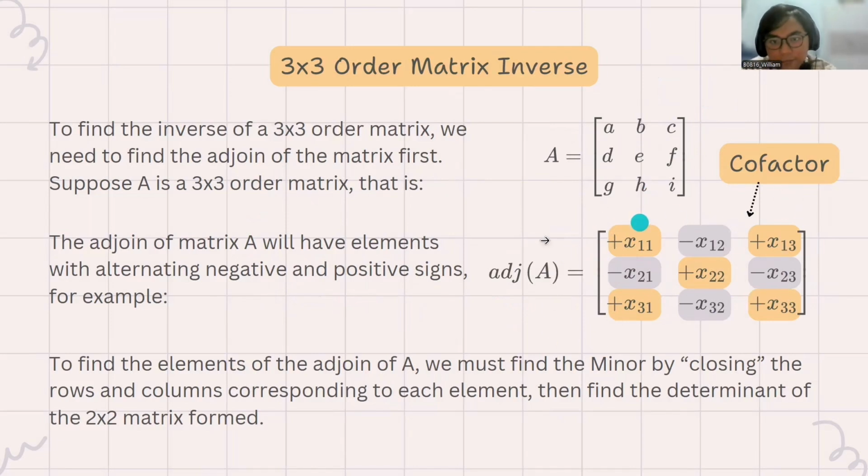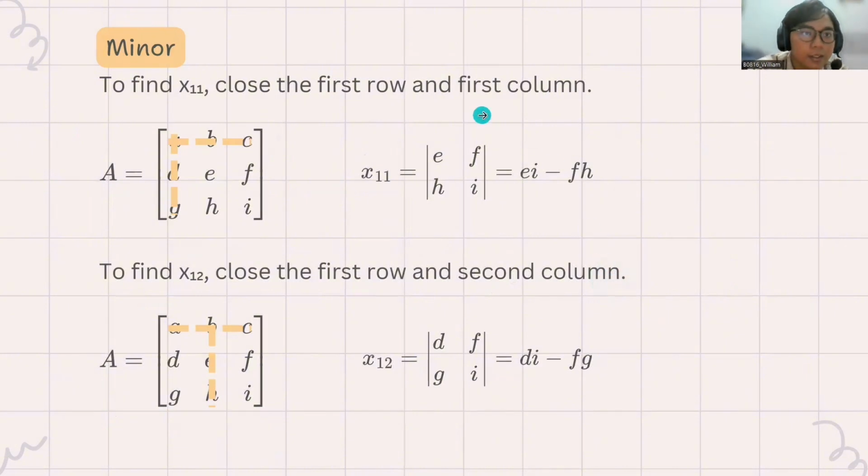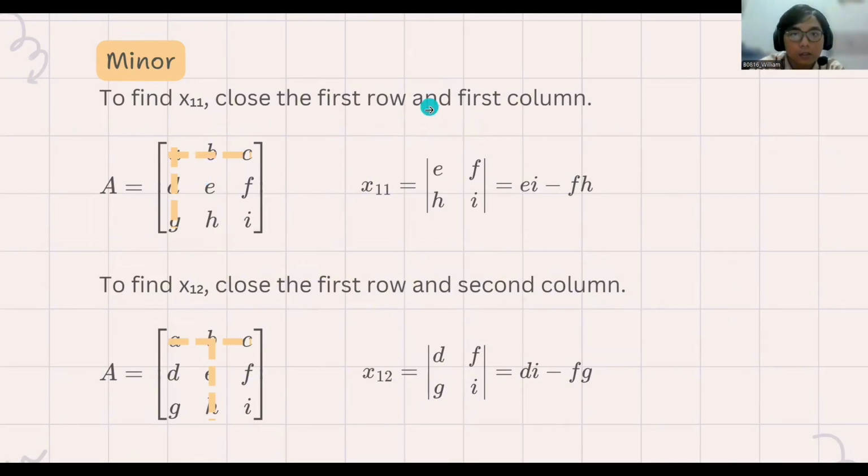This is a cofactor of A. To find the elements of the adjoint of A, we must find the minor by closing the row and column corresponding to each element, then find the determinant of the 2 multiplied by 2 matrix formed. Here, the minor, you can see. To find X11, we close the first row and first column. This plus this and this for the X11, and we find E, F, H, I.